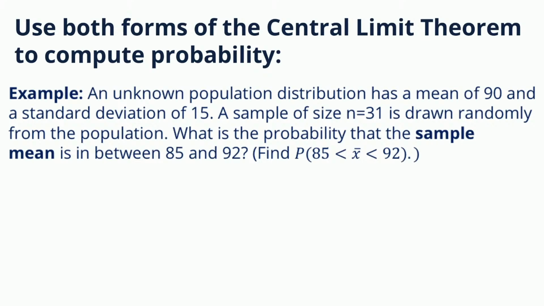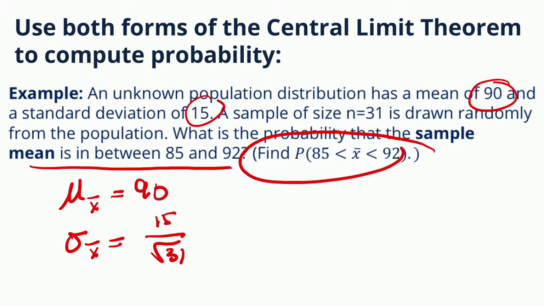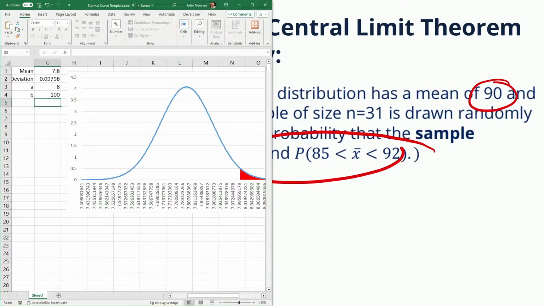It says that we have a mean of 90. This is familiar. A standard deviation of 15, and I want to find the probability of being between 85 and 92. So we have the new mean, and we did this already, I believe, and the new standard deviation is 15 over the square root of 31. And I'm trying to find this probability. So let's just go ahead. We'll do this on both of these.